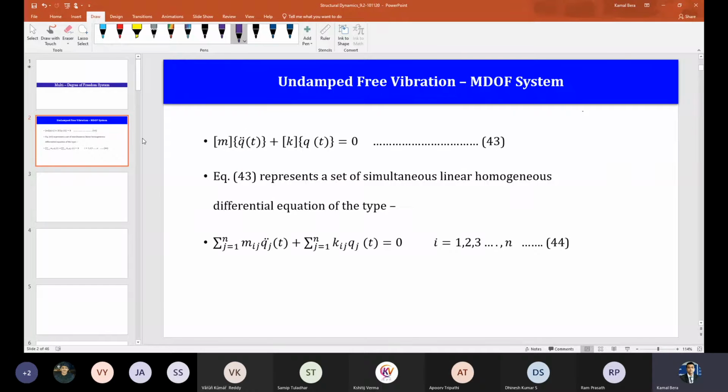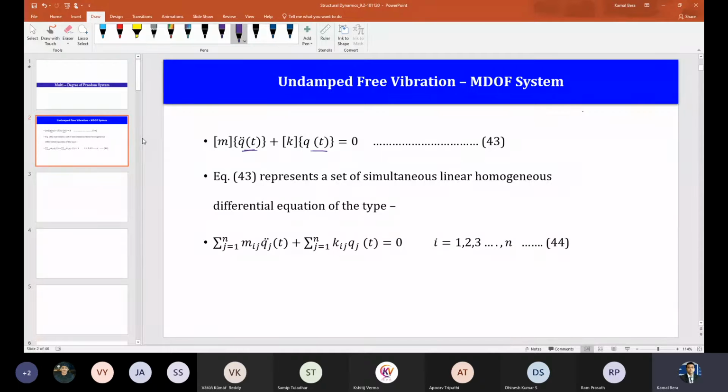So now everything you think in terms of an n degrees of freedom discrete system. The n can be anything, it can be 2, 3, 4 or 100,000. So you think like that. Your mass matrix, stiffness matrix or damping matrix will all be of size n cross n, and this is the displacement vector and here the acceleration vector.